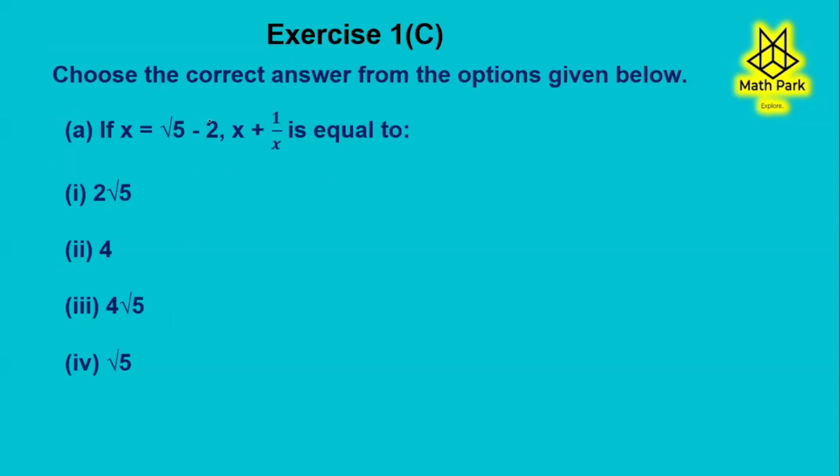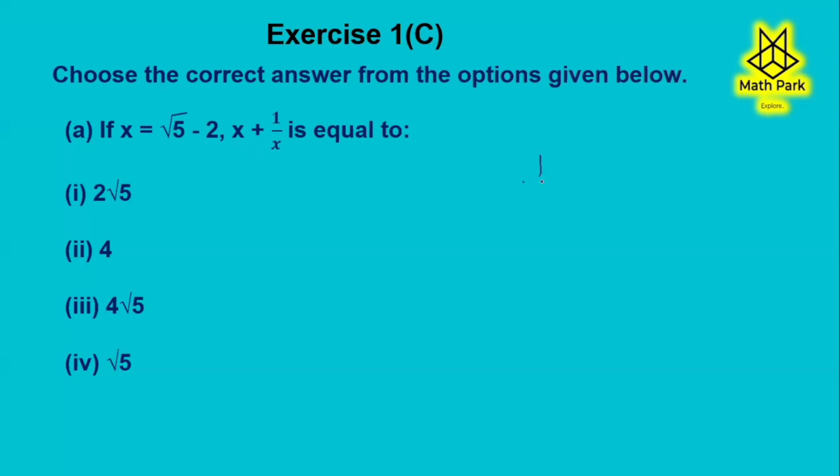Exercise 1C, choose the correct answer here. So x is equal to root 5 minus 2. So x plus 1 upon x. Remember the rationalizing factor for this. So if x is root 5 minus 2, 1 upon x is going to be root 5 plus 2. Let us see how it is.